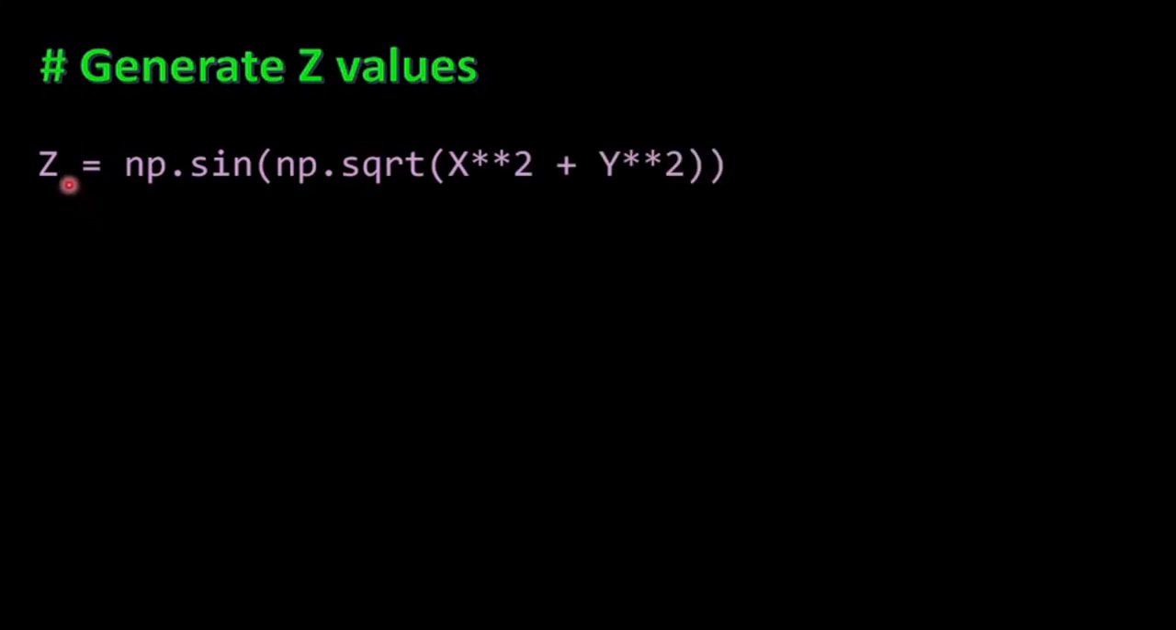So now let us generate the z values. Obviously, to create a 3D plot we need the z values, or z-axis. For that we'll do some calculations. I'm taking z as a variable, so z is equal to np.sin, the sine function, of np.sqrt, the square root, of x**2 plus y**2. The double star means x to the power 2, or x square. So x square plus y square. This whole calculation generates the values of the z-axis.